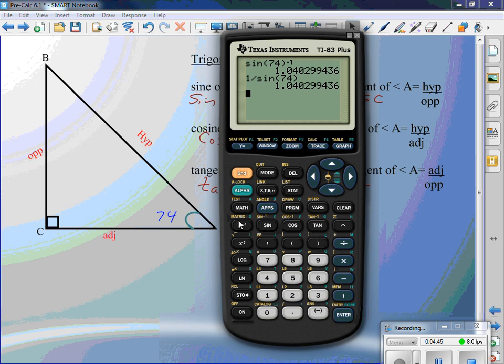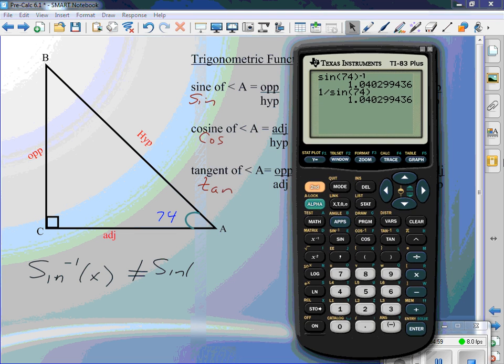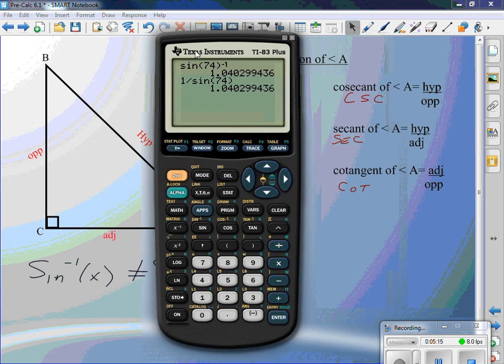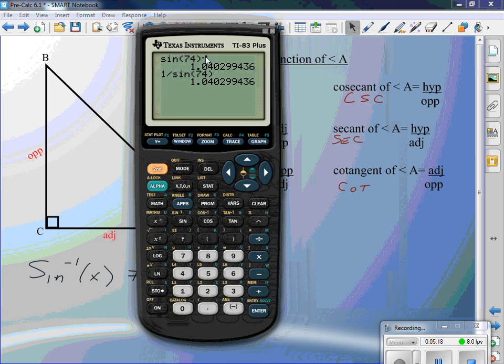Right next to sine, the inverse sine of x is not equal to the sine of x inverse. That is a big mistake. These yellow buttons are not cosecant, secant, and cotangent. To find cosecant, you either hit sine of 74, then do the inverse, or do 1 divided by sine of 74.